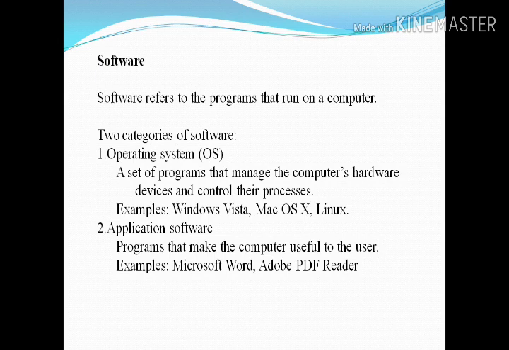Application software is the second category of software. These are the programs that make the computer useful to a user. For example, we can see Microsoft Word, Adobe PDF Reader, etc. So at a glance, we can say that software is categorized in two ways, operating system and application software. Operating system is the interaction between hardware and application software, whereas application software is the outer part of the software. It's the interaction between system software and user.